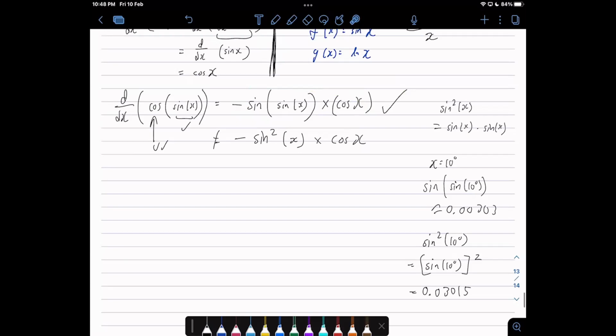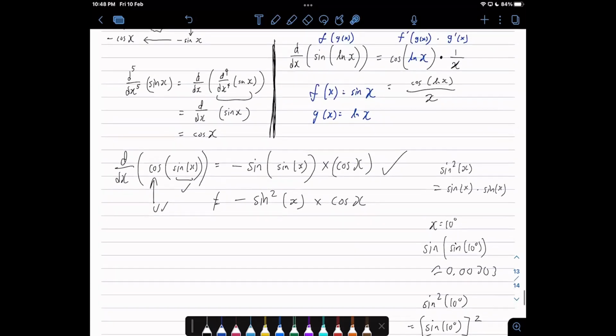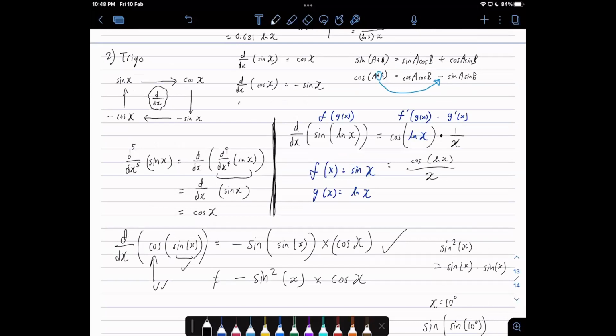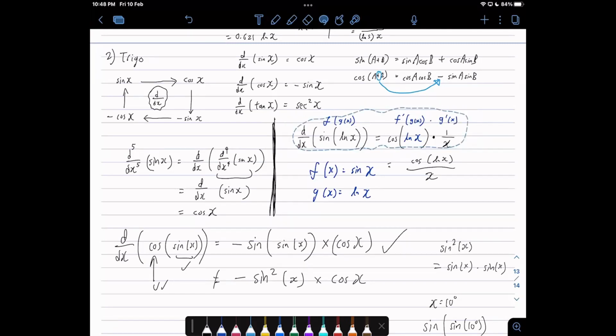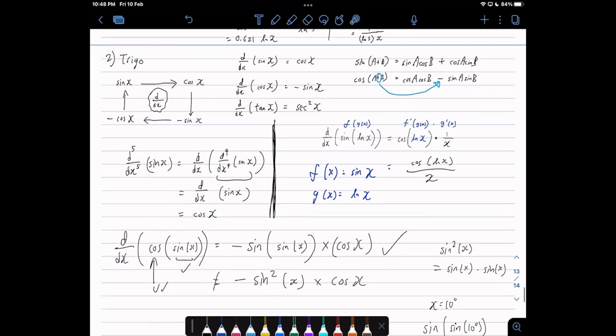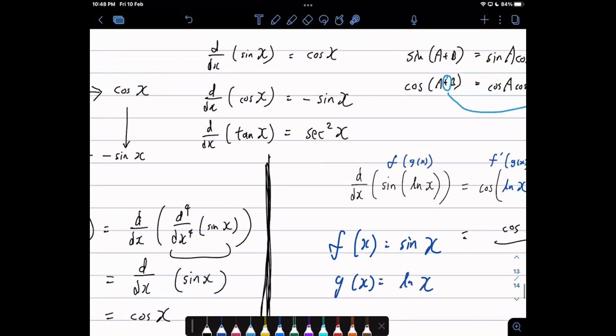Good. One more function I forgot. Sorry. One more one also need to memorize is tangent. Differentiate tangent, what do you get? It's secant square x. Okay, secant square is what? 1 over cosine square. Okay, please remember this for me. Differentiate tangent x, you get secant square. Memorize already?